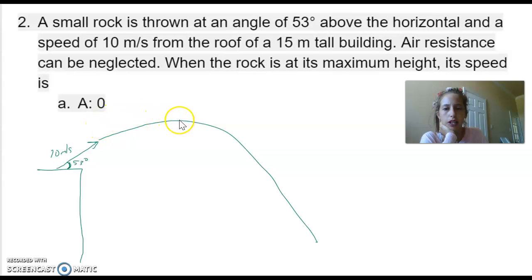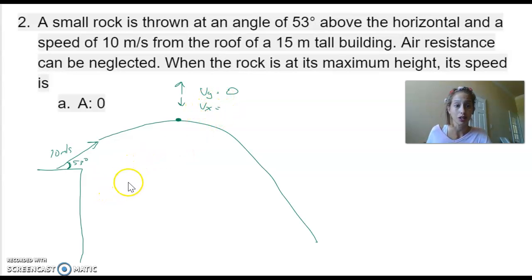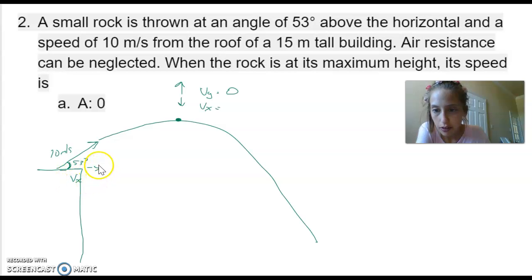Okay, well, its speed in the y direction, going up and down, that's 0. But it still has horizontal velocity that is not 0. I think the answer key is wrong. So going this way, we have our initial velocity in the x direction and we have velocity in the y direction. I agree that that's the velocity in the y direction, but not the x.